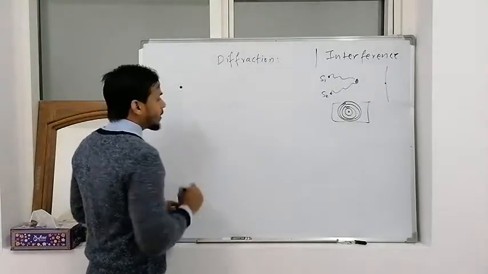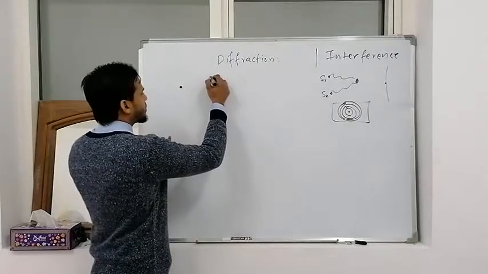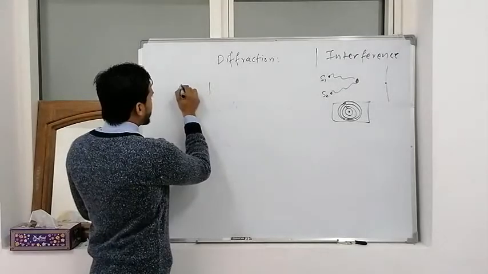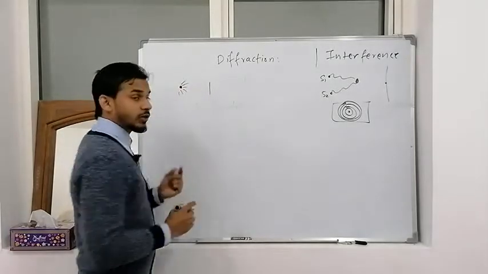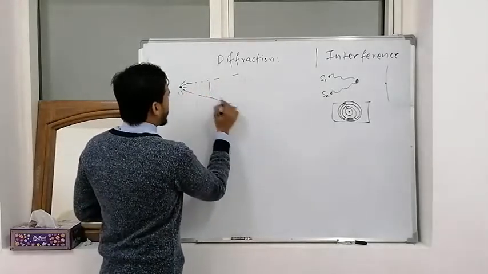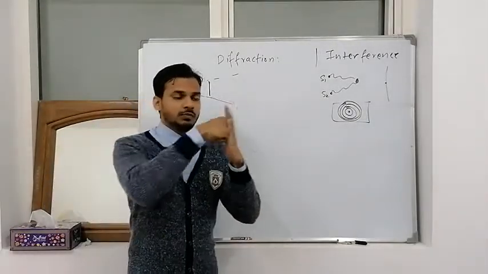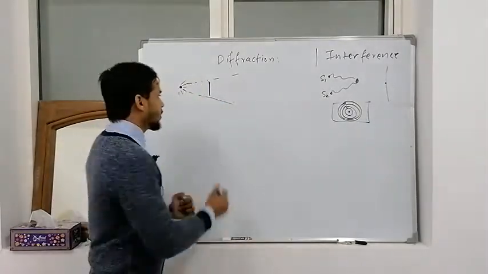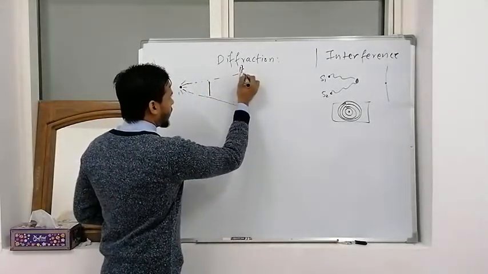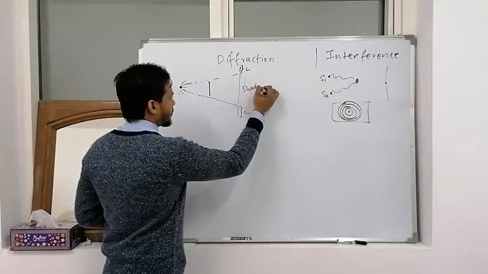If this is a source, only one source, and I put a slit here, what will happen? It is an ordinary source, so light will move in all possible directions. This slit is an obstacle. Obstacle means something which blocks. It will block the light here. If I have the screen here, I will have light here, light here, but shadow here.